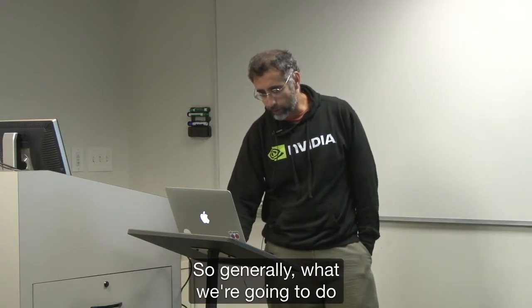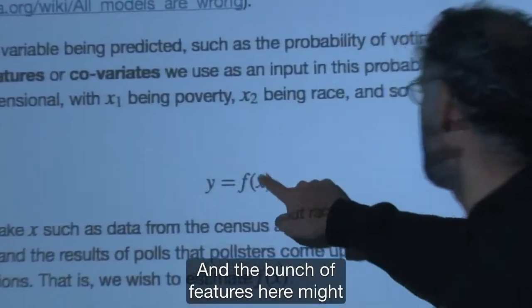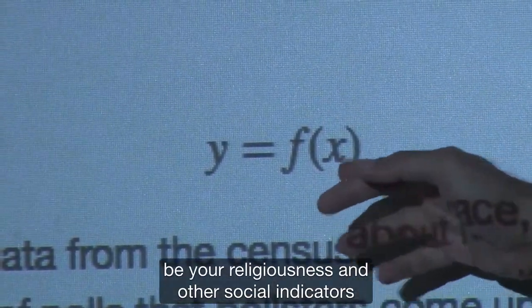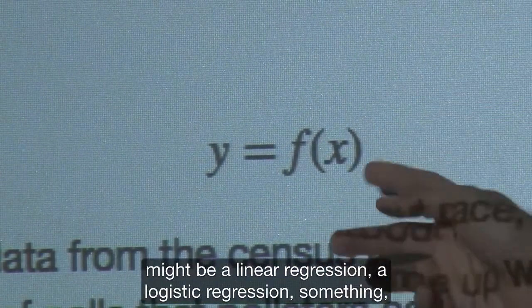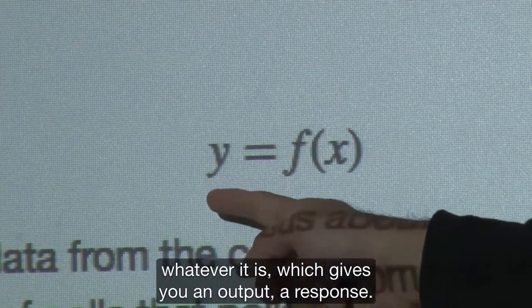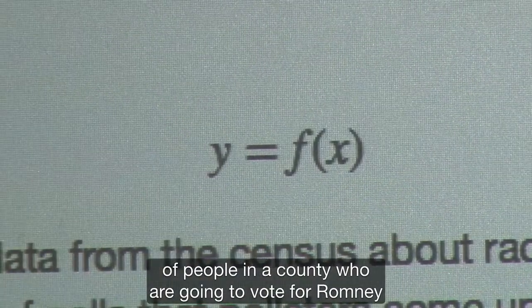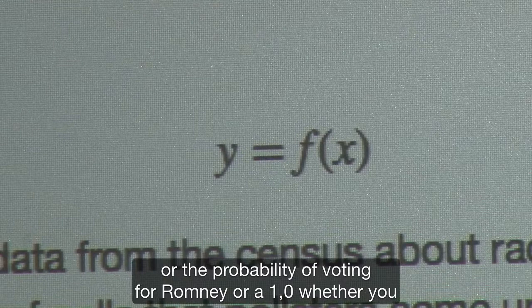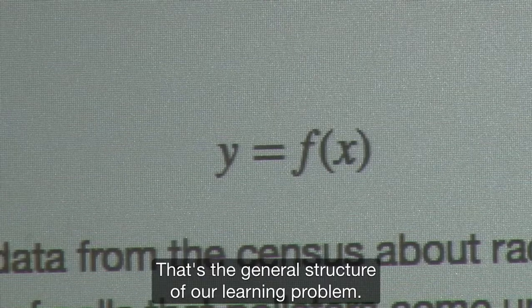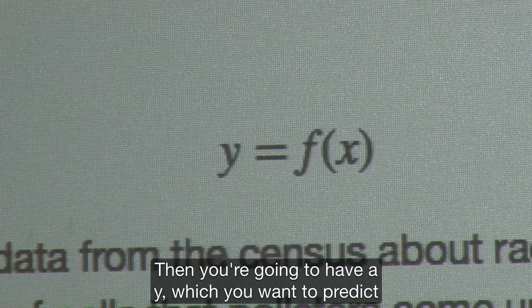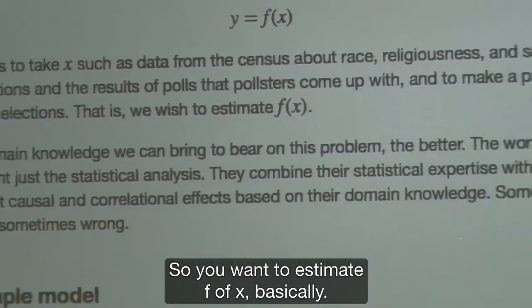Generally, what we're going to do is have an input vector x, which is just a bunch of features. The features here might be your religiousness and other social indicators. Then you have some function, which might be a linear regression, a logistic regression, whatever it is, which gives you an output, a response. The response is either the fraction of people in a county who are going to vote for Romney, or the probability of voting for Romney, or a 1 or 0 for whether you voted for Romney or not. That's the general structure of our learning problem: you have a y which you want to predict, given a set of x. So you want to estimate f of x, basically.